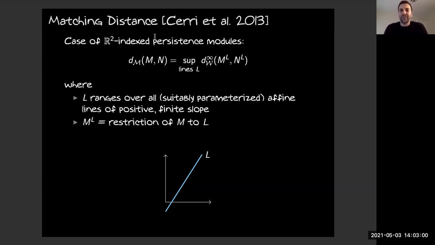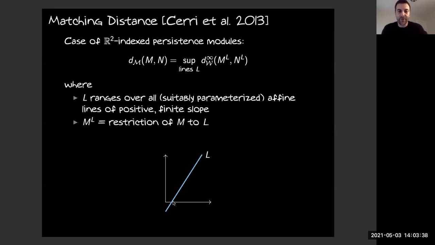It actually was defined before the interleaving distance. The paper was published in 2013, but I don't remember when the work was done, maybe 2010. And so the matching distance is defined like this. It's sort of nice and simple, but it's easiest to define when we work with R2 indexed modules. So we're going to consider lines of positive finite slope through the plane. I'm just going to define this for the R2 case, even though the definition is more general. It's easy to define here. And I'm going to look at some line, restrict my modules to this line.